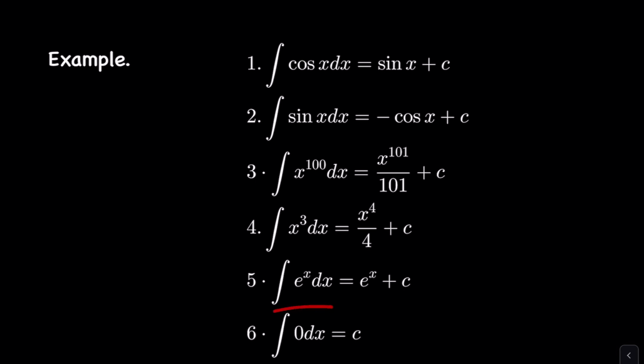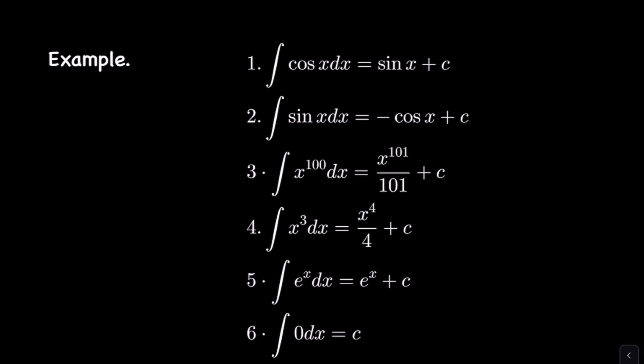For the next example, we are looking for an antiderivative for the function e to the x. You know from your differential calculus class that the derivative of e to the x is e to the x. So if you're looking for an antiderivative for e to the x, it's going to be simply itself, because if I differentiate e to the x, the derivative will be e to the x, and you can add any constant.